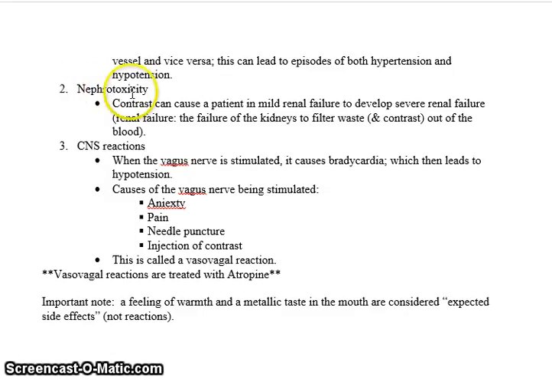Contrast can cause nephrotoxicity. Remember, contrast can cause a patient that's in mild renal failure to develop severe renal failure. So again, that's why it's so important to check those lab values. Remember, renal failure is the failure of the kidneys to filter waste, including contrast, out of the blood. And you need to know those normal values, the BUN and creatinine. It varies from place to place, but the BUN is usually about 8 to 24 is normal, and the creatinine is about 0.5 to 1.5 is normal.